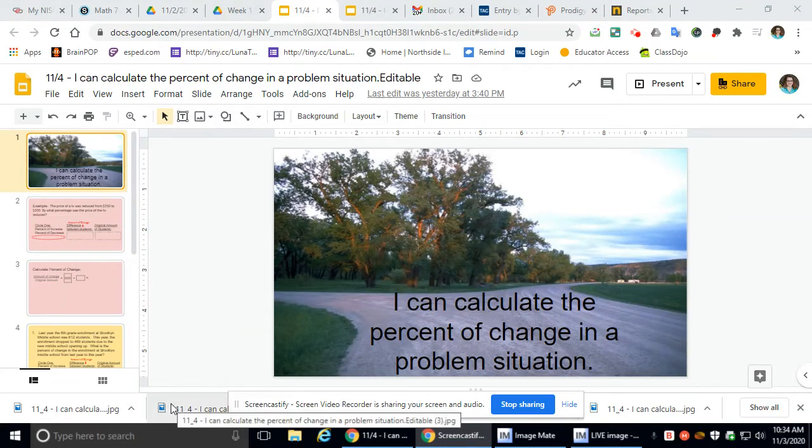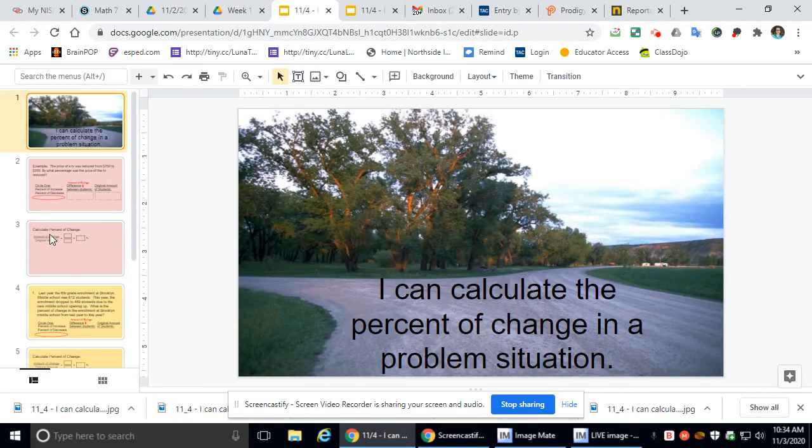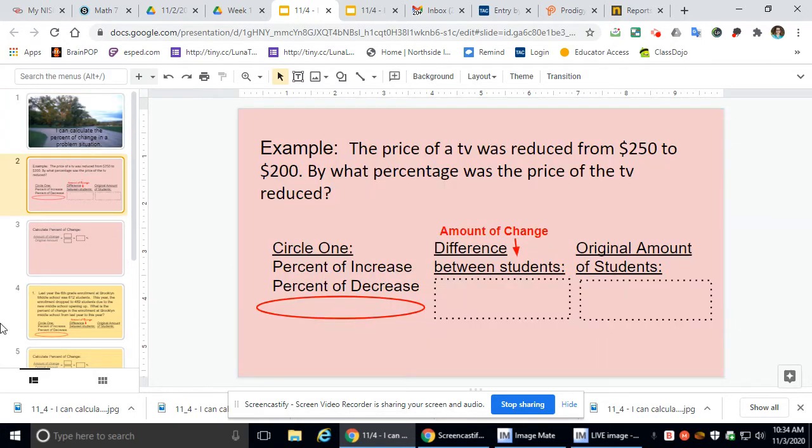Hi everybody, today we are going to work on calculating the percent of change in a problem situation. Let's go ahead and begin with a sample problem. The example is: the price of a TV was reduced from $250 to $200. By what percentage was the price of the TV reduced?